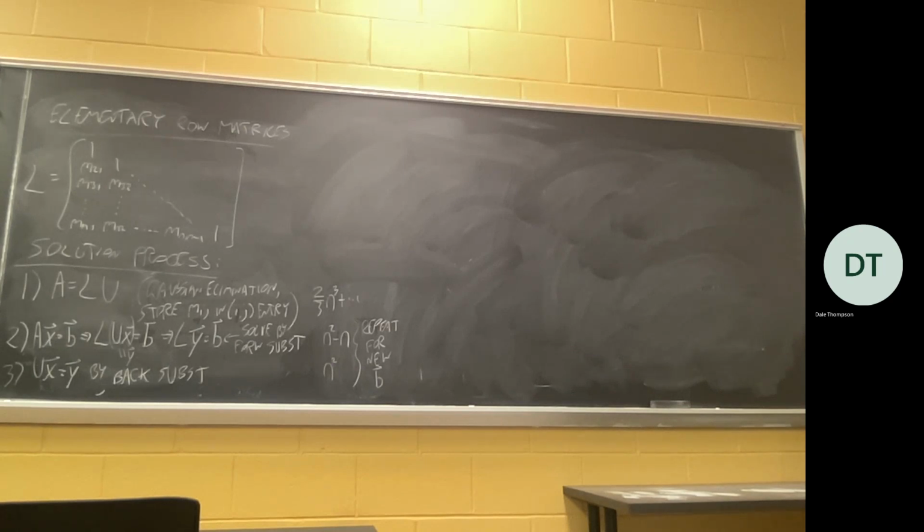Should mention that on the second page of the notes, I have an example of a 4x4 matrix A, where I actually show what these elementary row matrices look like. I skipped over that because I was concerned about getting through all the notes, but it helps to visualize the process.